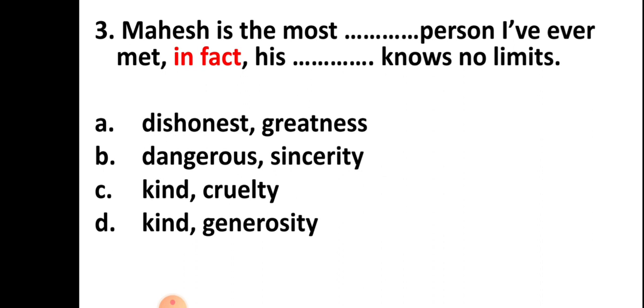The next option is Mahesh is the most dangerous person I have ever met. Dangerous is negative, so it should be followed by a negative word. In fact, his sincerity is positive. Eliminate it. Next, Mahesh is the most kind person I have ever met. Kind is positive. In fact, his cruelty is negative. So positive and negative doesn't work here because you are restating or reiterating the same idea. That means positive should be followed by positive. So option C can also be eliminated.